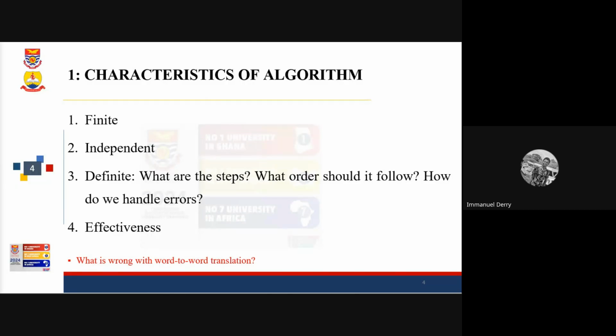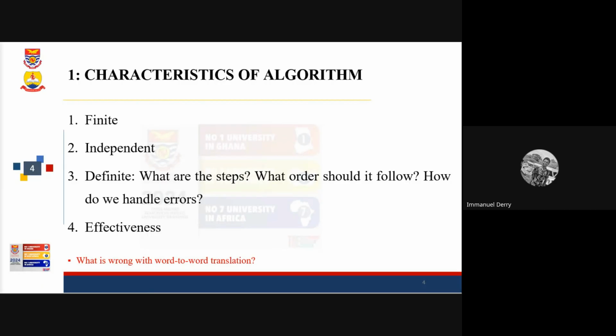And then also it should be independent and definite as well. When we talk about definite, we mean that there are supposed to be steps that it will follow. What are the steps? What is the order of flow? How do we handle errors? So in defining an algorithm to be definite, we have to specify the steps that it will follow, what order it should follow, and how we handle errors in case that happens.